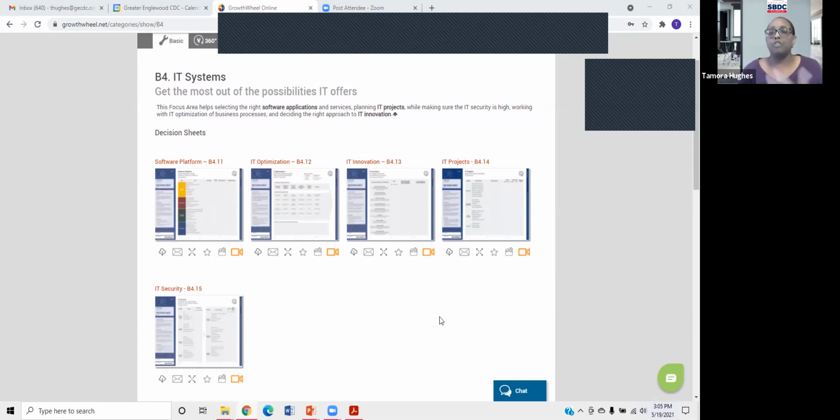And again, if you need some assistance trying to find budget worksheets, or trying to figure out the numbers, definitely our team can assist, or even any SBDC team member if you're a part of another SBDC. But here at Greater Inglewood, we can assist you with anything related to your financials and understanding that.